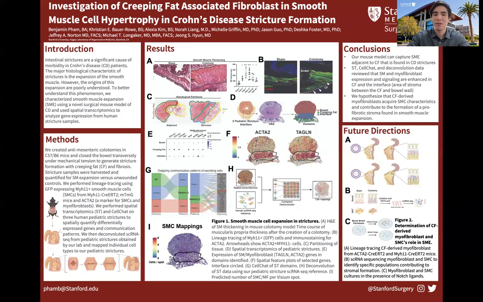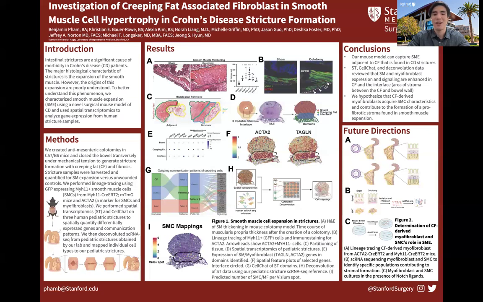Based on our data, we found an increase of gene expression of smooth muscle cells and myofibroblast genes, such as ACTA2 and TAGLN. This upregulation of gene expression was found in the creeping fat and in the interface. We also saw an increase of Notch signaling, a potent stimulator of smooth muscle cells, in the creeping fat using CellChat.